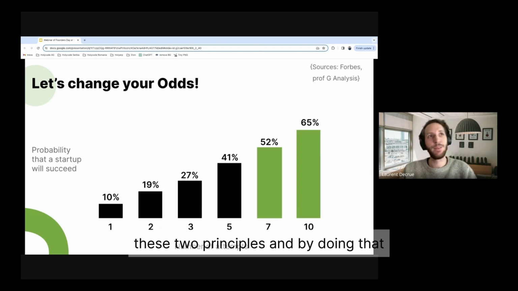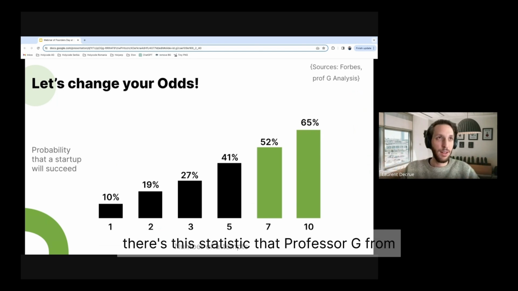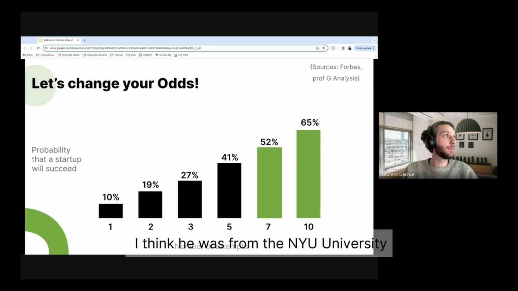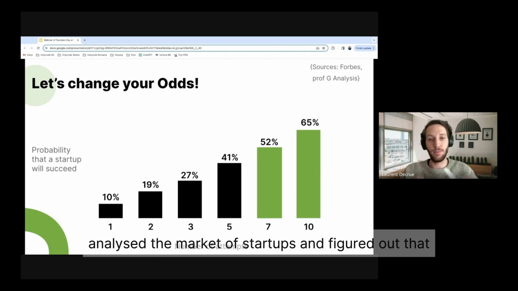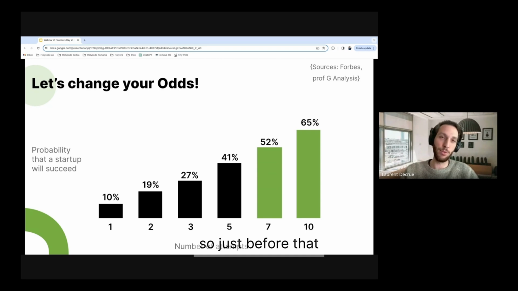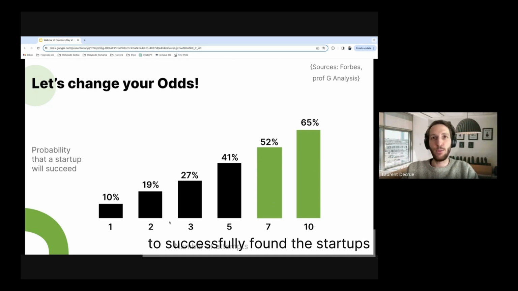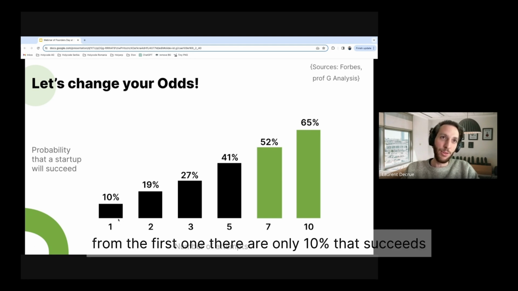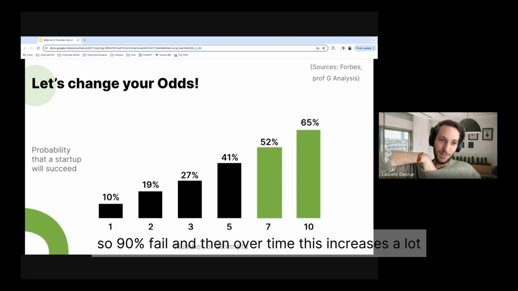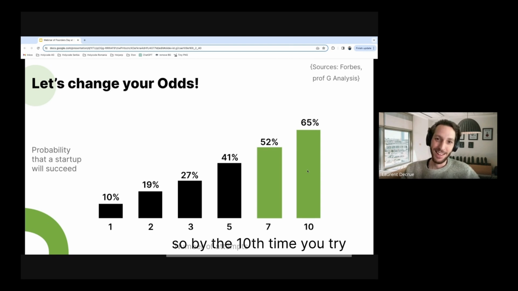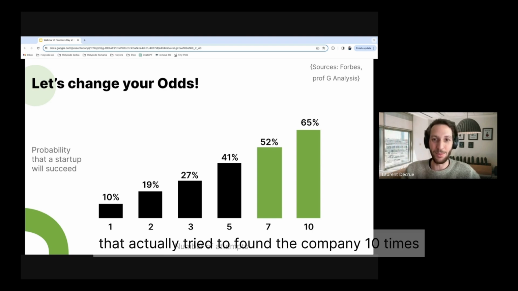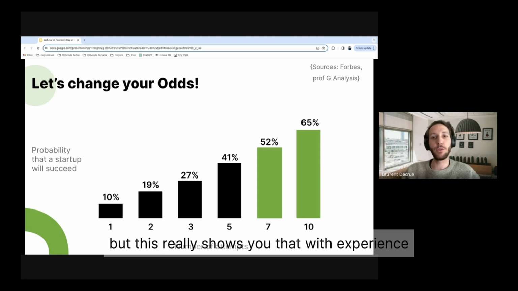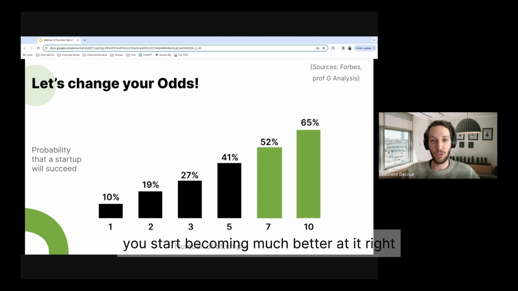And by doing that, there's this statistic that Professor G from, I think he was from NYU, together with Forbes, analyzed the market of startups and figured out, I don't know how representative it is, the number of attempts you take to successfully found a startup. From the first one, only 10% succeed, so 90% fail. And then over time, this increases a lot. By the 10th time you try, your success rate is 65%, apparently. I'm not sure how many they had that actually tried to found a company 10 times. But this really shows you that with experience, you become much better at it, right?